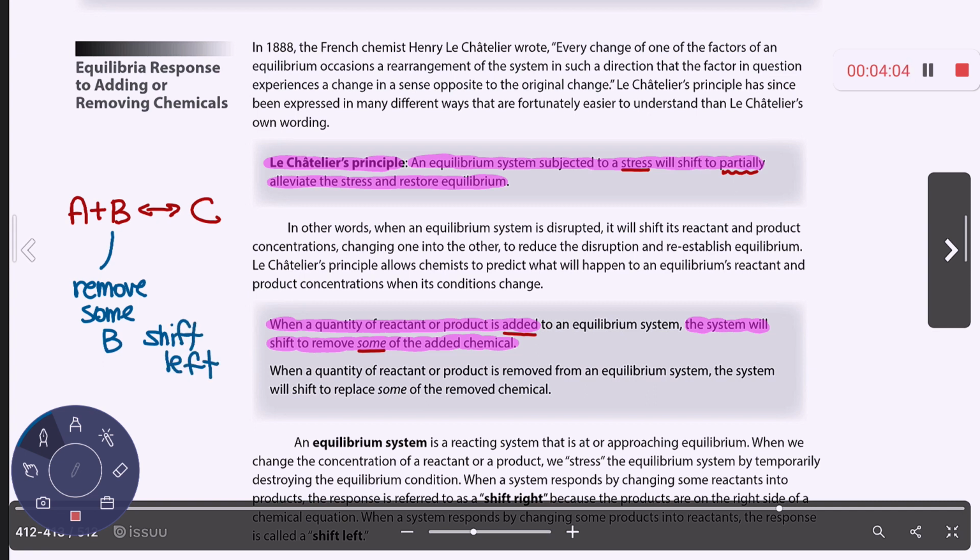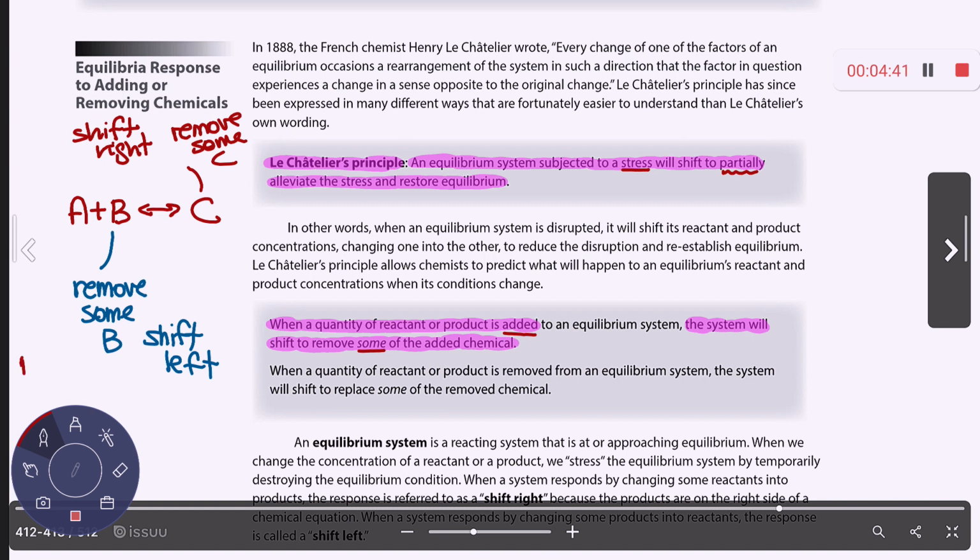Okay, and when you shift to the left, C will go down, A will go up, B will never come back to where it was originally because I can only replace some of it, so that means overall B went down. Okay, and then another example would be if I remove some C, which direction would I shift? You would shift to the right because you want to bring some of the C back. Will I bring all of it back? No. So that means C overall is down and A and B are down because I'm shifting right. I'm consuming this to get over here.